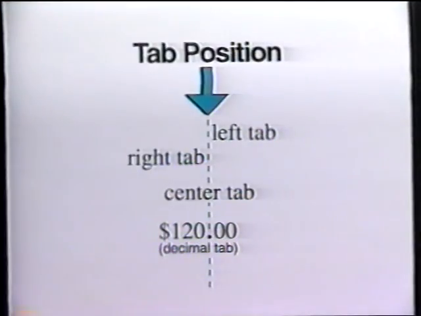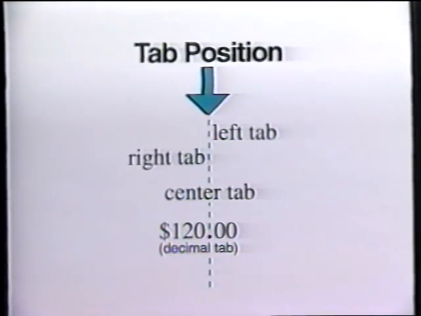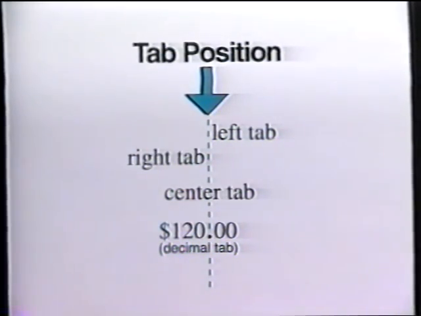WordPerfect supports several different types of tabs, which allow you to specify the horizontal alignment of text in your document. Left tabs are the most common. These tabs cause the text to move to the right of the tab. Right tabs cause text to move backward to the left of the tab. Centered tabs cause the text to center itself around the tab. And finally, decimal tabs cause the decimal point in the text to be aligned with the tab stop.